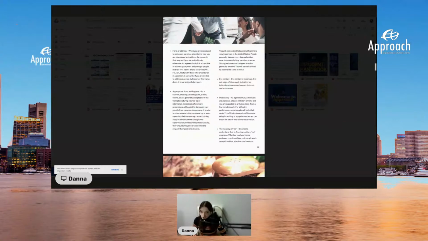Punctuality. As a general rule, Americans tend to be extremely punctual. That is very different from Latinos, let's say. So for example, if you have a class at 8 a.m., try to be there at 7:45, 7:50. Try to be there a few minutes before. It's always the safe rule.